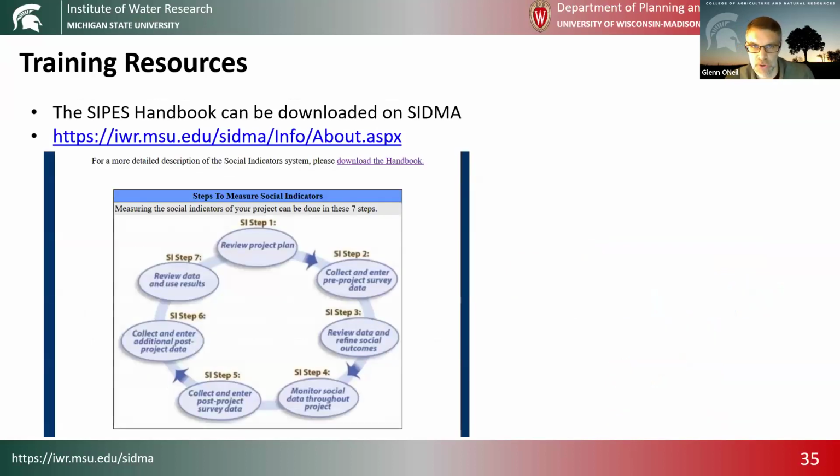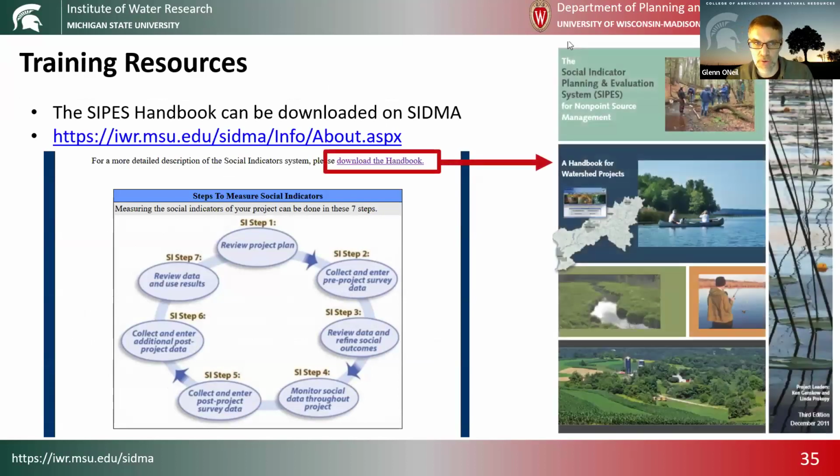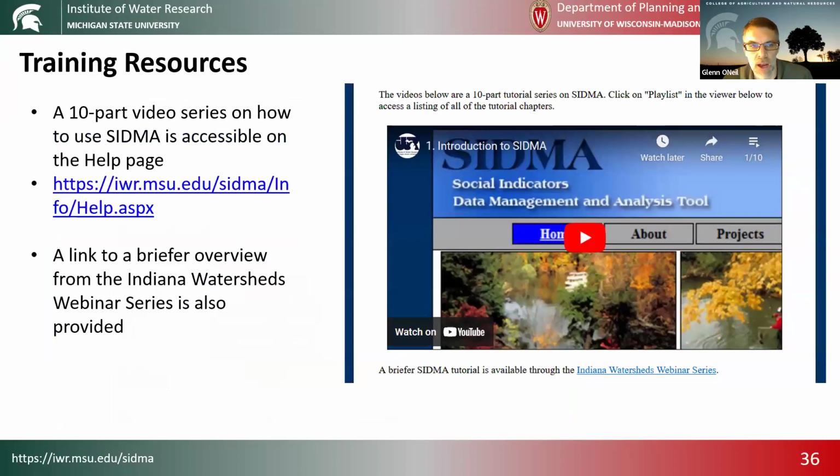And in terms of training resources, the SIPES handbook, which Ken had referenced, you can find and access through SIDMA. That's available in the Tools About page. There's also a video series that was developed a number of years ago when the system was initially developed to walk you through how to utilize the system. But that's still there and still available, in addition to a link to another webinar series on SIDMA that was developed as part of the Indiana Watersheds webinar series. So you can find all that linked on the SIDMA help page.